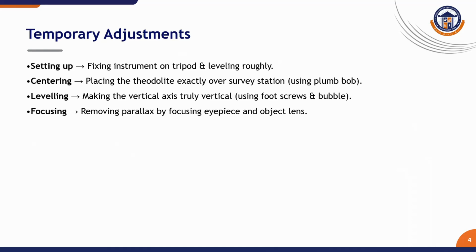First, setting up: mounting the instrument on a tripod and leveling it roughly. Second, centering: precisely positioning the instrument directly over the survey station mark using a plumb bob or optical plummet. Third, leveling: making the vertical axis truly vertical using the foot screws and plate level bubbles. And fourth, focusing: eliminating parallax error by carefully focusing the eyepiece and the objective lens.